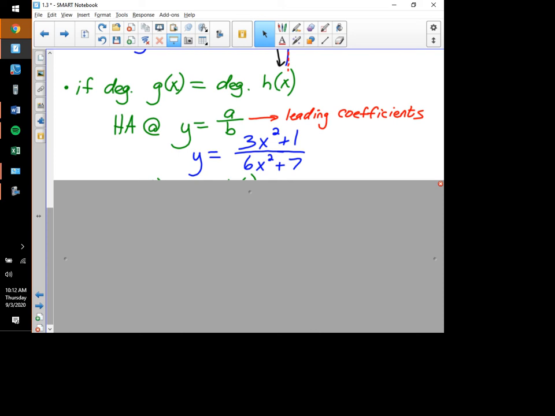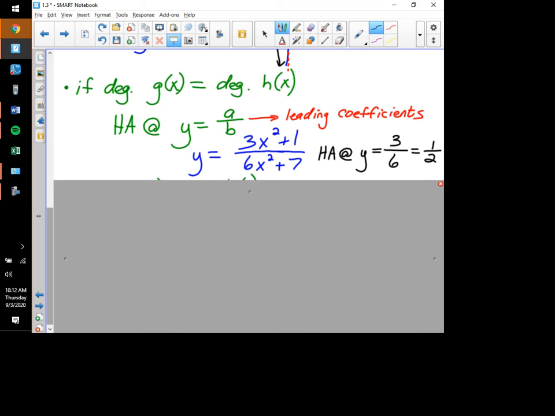The degree of the numerator is 2. The degree of the denominator is 2 also. It's a tie. So when that happens, we have a horizontal asymptote at the line y equals, and now we do this quotient of a over b, everybody, the quotient of your leading coefficients. So the leading coefficient in the numerator is 3, and the leading coefficient in the denominator is 6. And of course, we would simplify that to get y equals 1/2 for our horizontal asymptote.